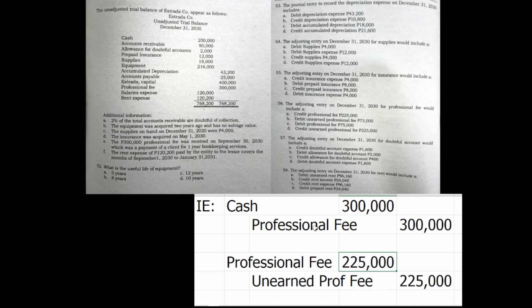So, our answer for number 56 is, that is letter, ano yun? Okay, number 56 is letter D. Okay? Answer is letter D. Credit unearned professional fee of 225,000.